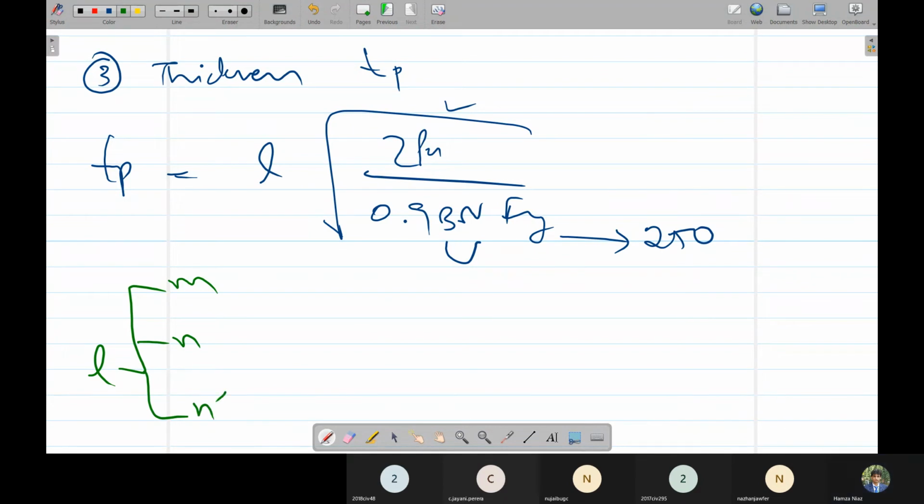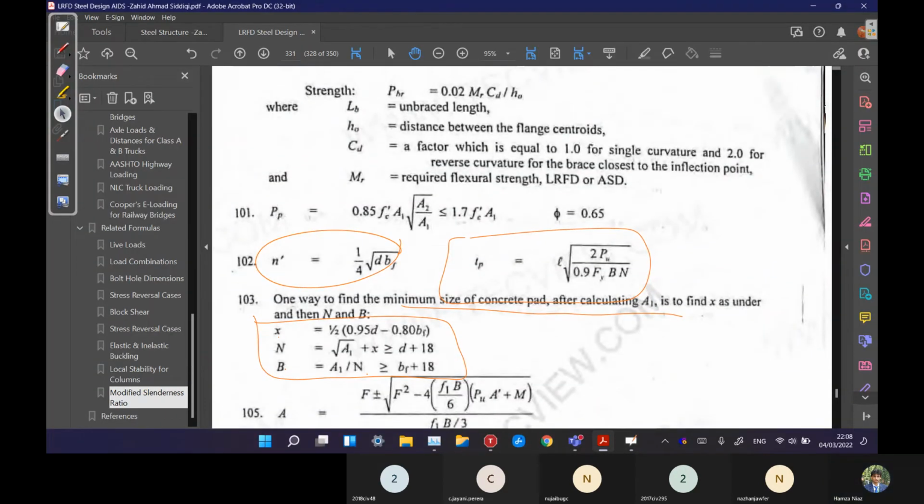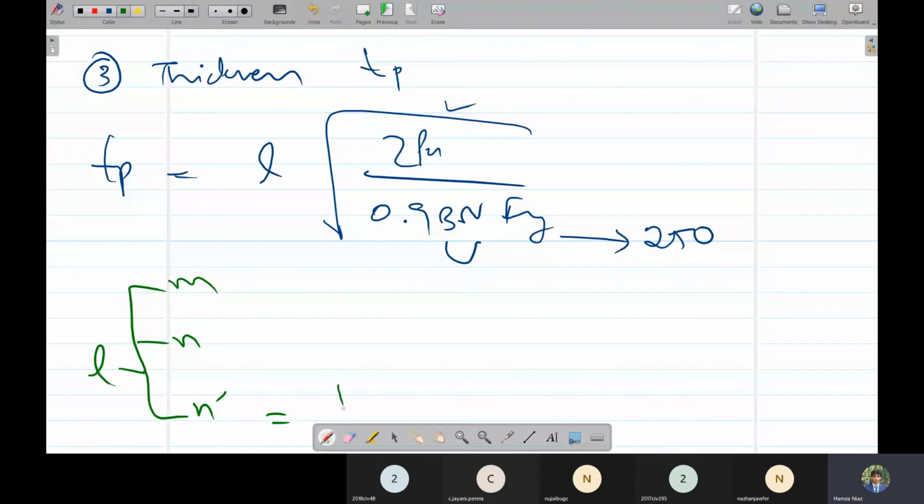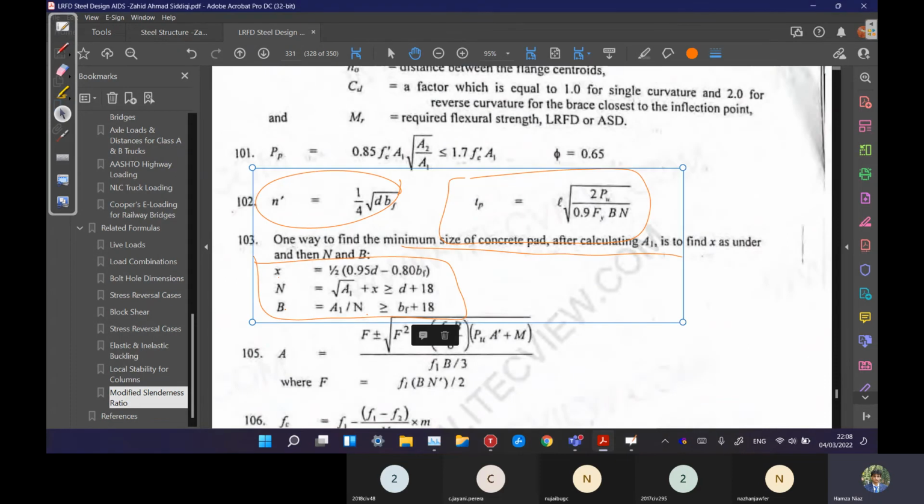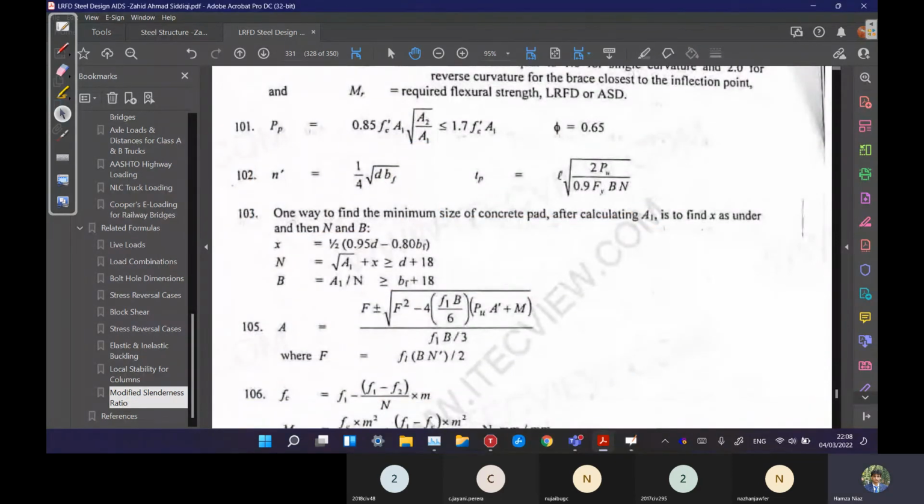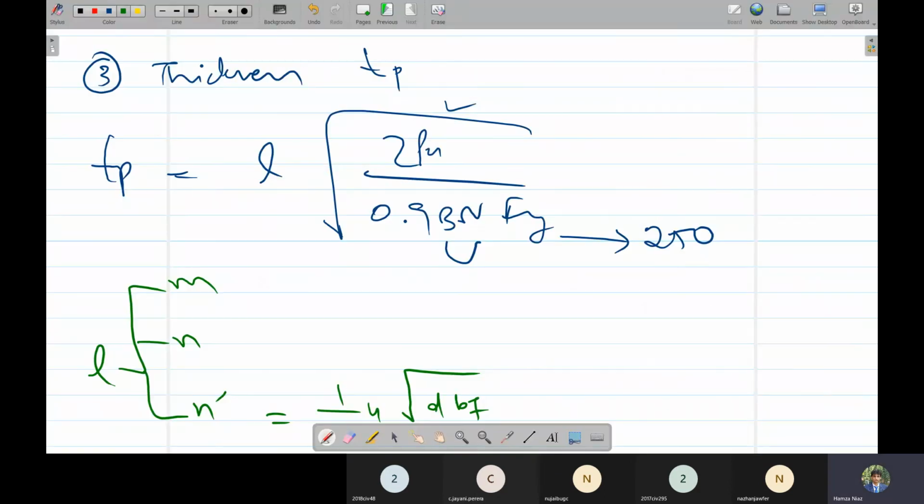These three factors. The n bar formula is directly given here. n bar is 1 by 4 root of d into bf. We directly know that, given here. m and n are not directly given here, but we can memorize them from this one. That m is equal to this. I have memorized them like that.